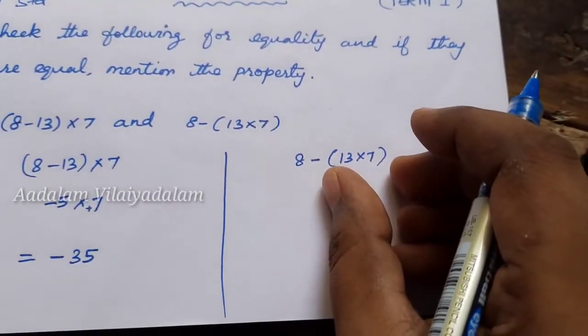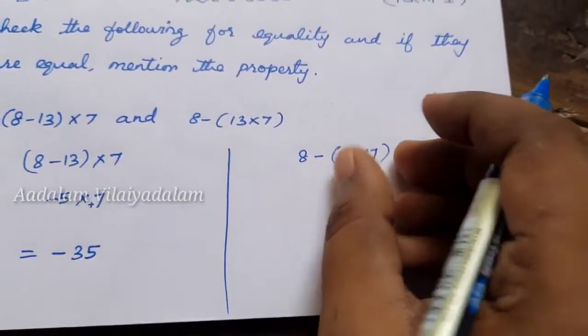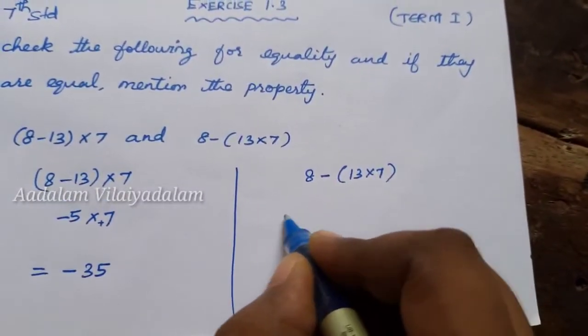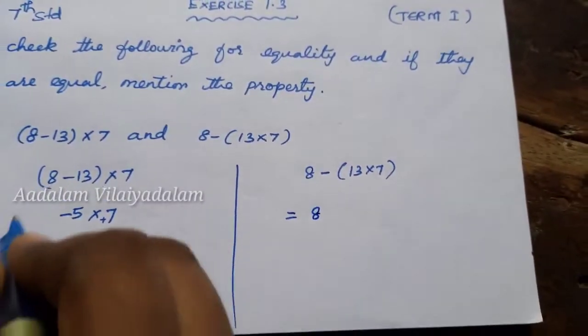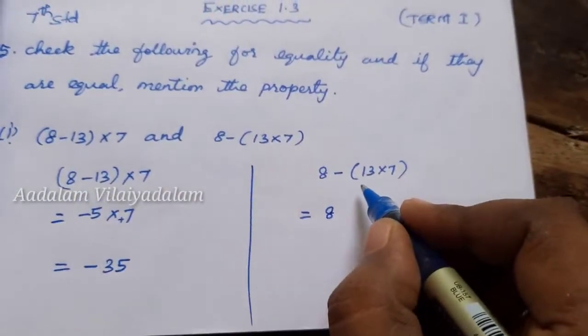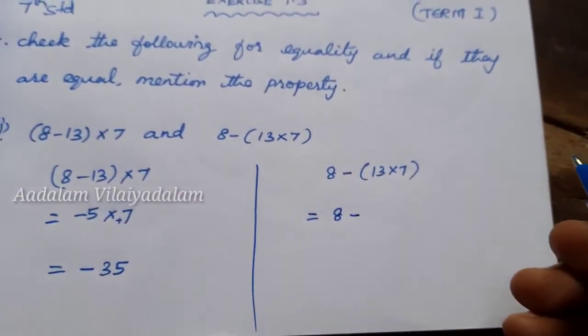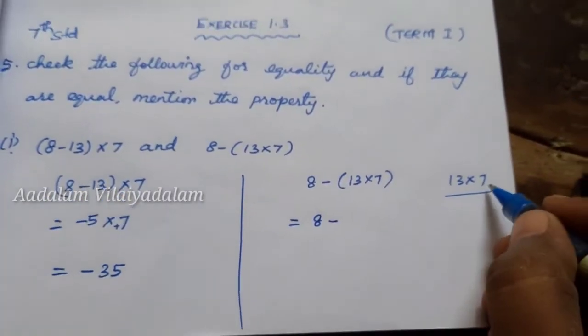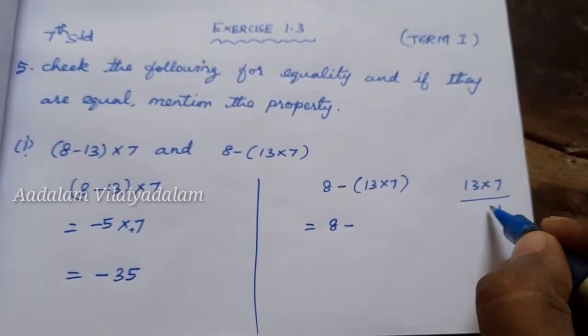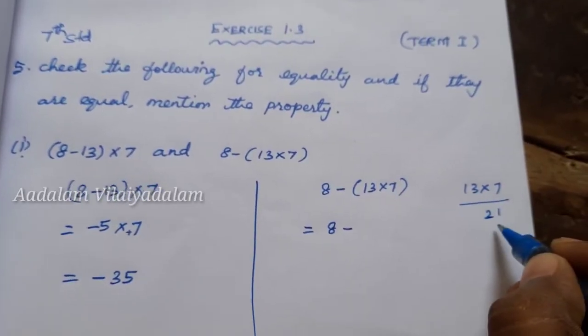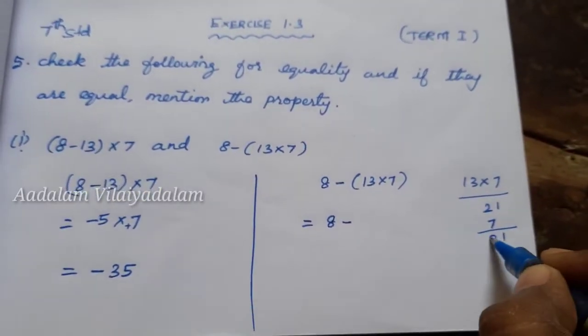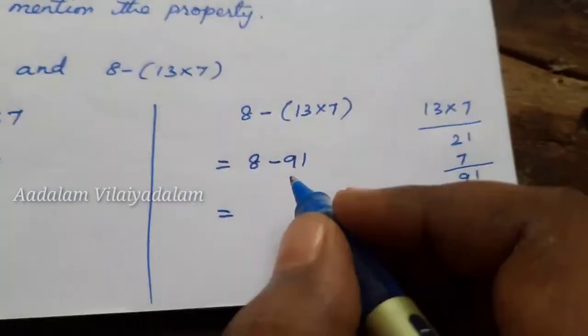First we need to solve the values of the integers of bracket 1. So write it as 8. Write it as 8. Now solve bracket 1. Here there is a minus and 13 sevens, what will you get? 7 threes are 21 and 7 ones are 7. Therefore you will get 91.